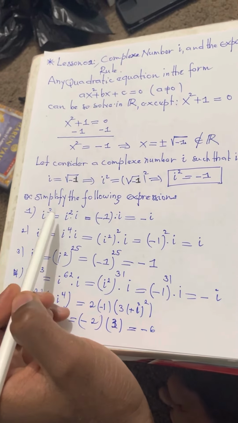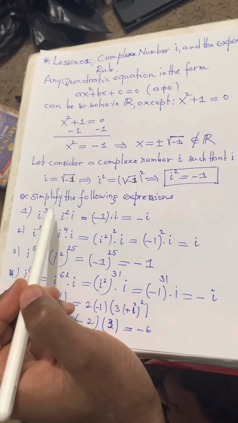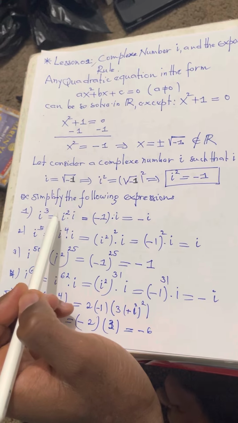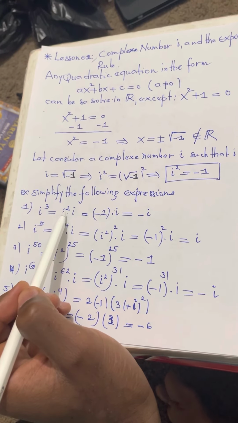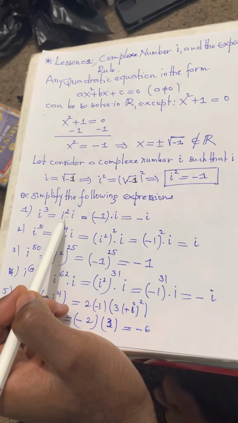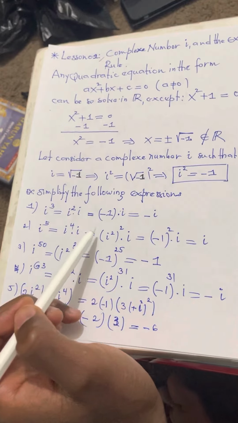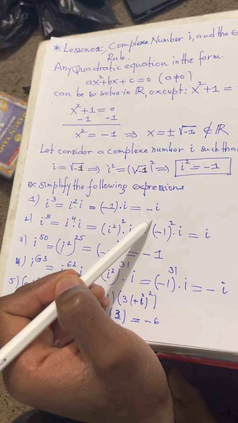For example, I may say, simplify the following expressions. One, i squared. Two, i to the third. How can I break down i to the third? Since i to the third can be written as i squared times i, and we know i squared equals minus 1, I will substitute that with minus 1 times i. So i to the third equals minus i.